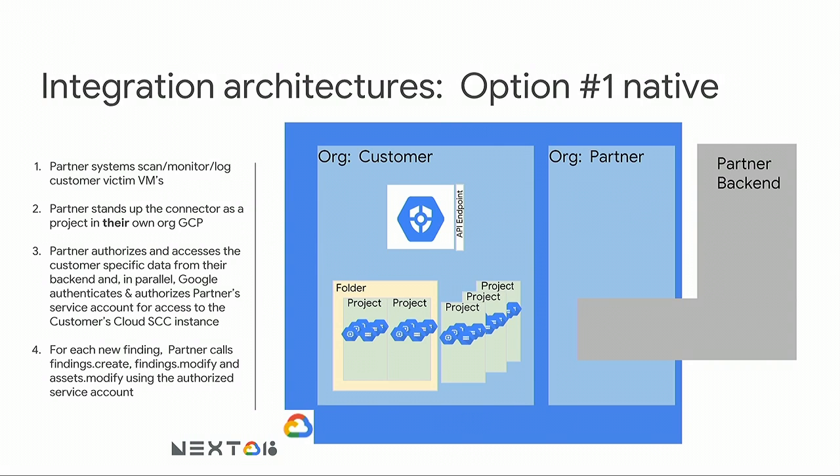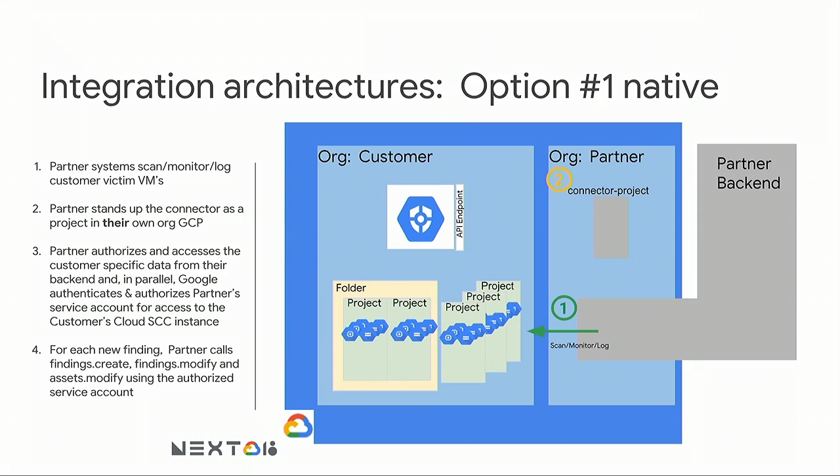If we think about integration, there's really 3 options if you're a customer or a partner of how you can integrate data into the Cloud Security Command Center. The first option assumes that you have a presence in GCP itself. In this model, the customer has an organization in GCP, and you have an organization in GCP. The first step is for you to essentially scan the customer's instance or instances or organization so that you find out what's going on.